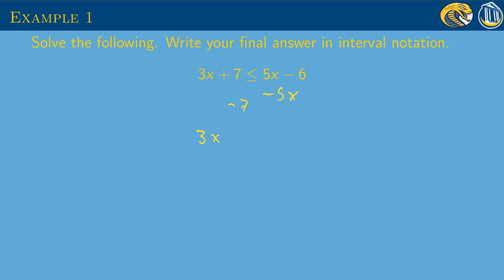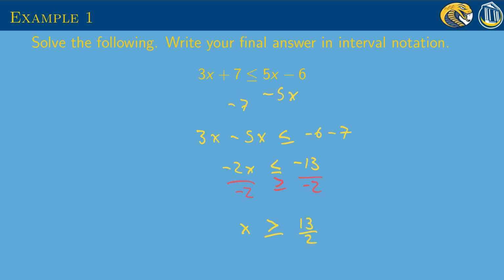That gives us 3x minus 5x is less than or equal to negative 6 minus 7, or minus 2x is less than or equal to minus 13. In order to solve for x, we want to divide both sides by negative 2. But in doing so, we have to flip the direction of our inequality. After simplifying, that gives us x is greater than or equal to 13 over 2.